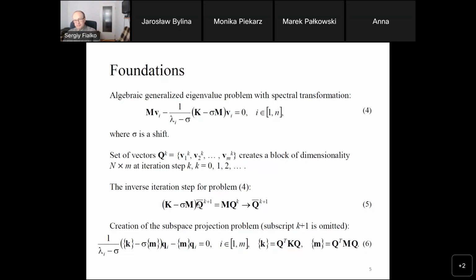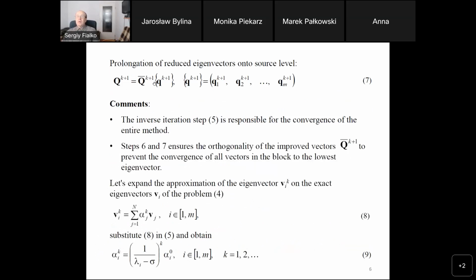approximations of these vectors. And then we evaluate the subspace projection matrices K and M using the projection matrix Q and solve the reduced eigenvalue problem on the subspace and obtain new approximations of eigenvalues lambda and approximations of eigenvectors on subspace Q. Then we make a prolongation of reduced eigenvectors onto the source level and obtain the improved Ritz approximations at the next iteration step k plus 1.